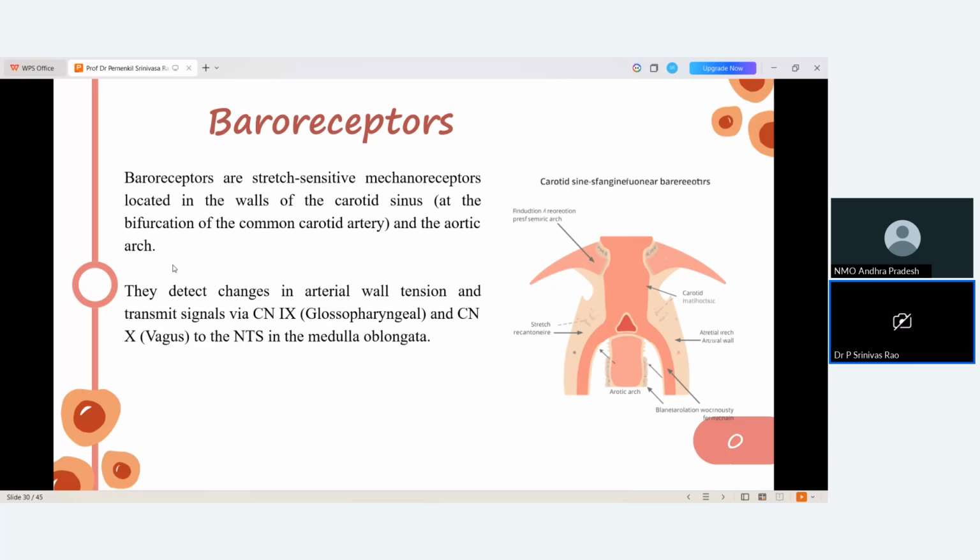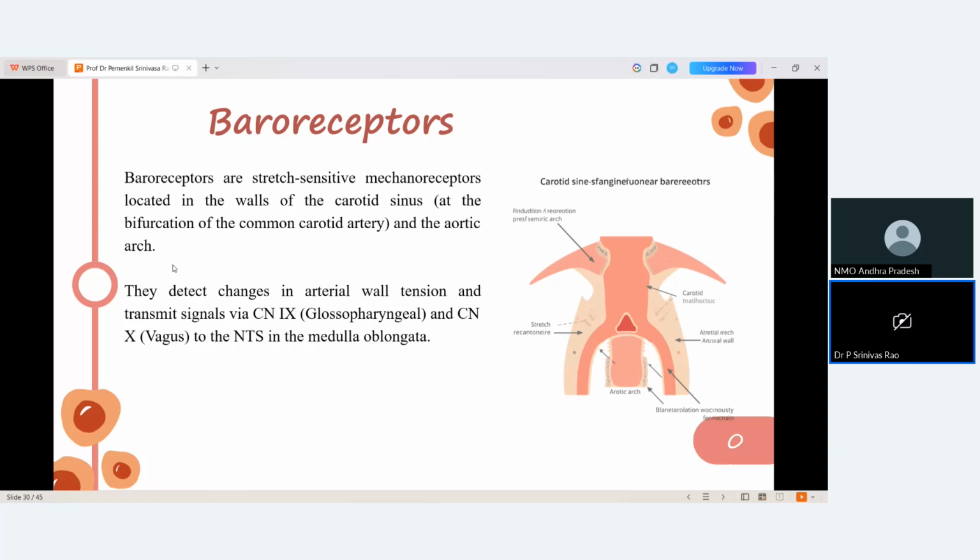Whereas the carotid body and aortic body are chemoreceptors. They help in the chemical regulation of respiration. Remember that. Baroreceptors are for blood pressure regulation. Chemoreceptors are for respiratory regulation. So there it is carotid body, aortic body. Here it is carotid sinus, aortic arch.